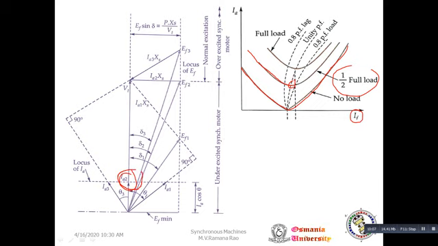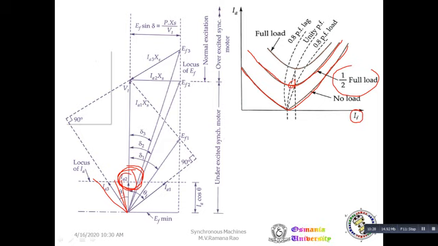Now, still if we go on increasing the excitation, the current increases like this. How does the current increase? Observe here, the current vector now increases like this. If we still increase the excitation, it will go like this. So, clear? Now remove the red marks.